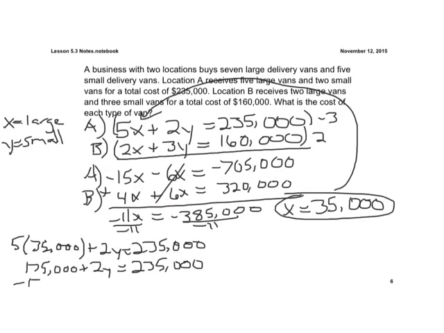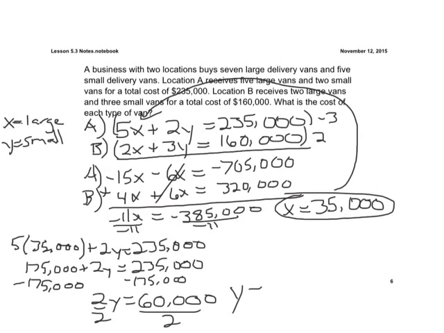Okay, if we subtract 175,000 from both sides, we're going to be left with 60,000. So 2y is equal to 60,000, almost there. Last step, we're going to divide by 2. So we're left with y is equal to $30,000. Alright, and that's our value, or our price for a small van.